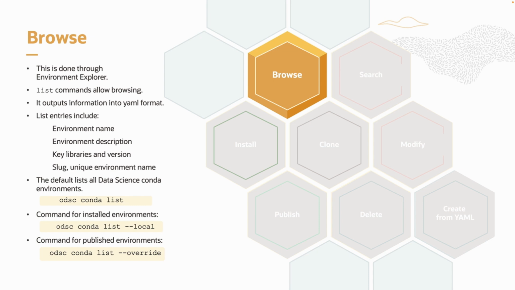To access published conda environments, you would use ODSC conda list with the override parameter, to override the default setting of providing data science conda environments and provide published conda environments instead. For this command to work, you'd have to have set up the object storage bucket and done an ODSC conda init to configure where the published conda environments are.